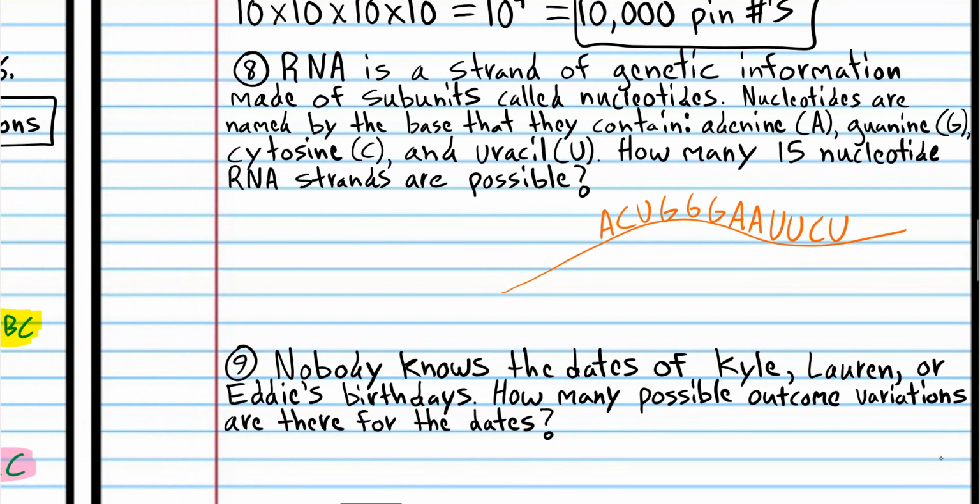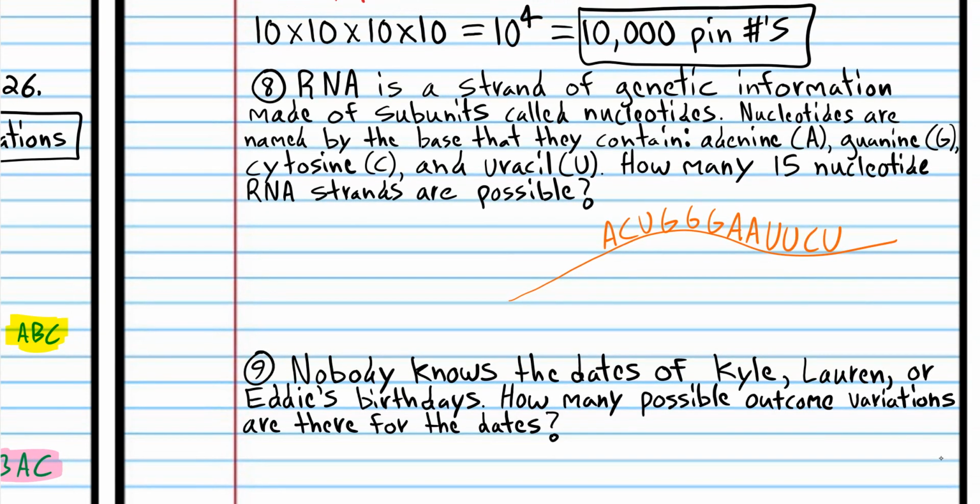So, how many options do we have for the first choice? We have to choose 15 nucleotides. How many options do we have? Well, we have 4, because there's 4 nucleotides. There's the adenine nucleotide, the guanine nucleotide, the cytosine, and the uracil. How many options do we have for the next choice? 4. And the next choice, and the next choice, and the next choice. And we just keep going on and on and on.